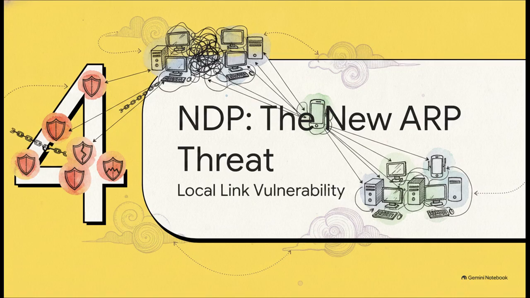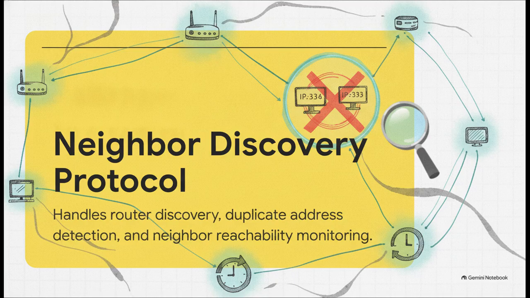Let's look at how devices actually find each other on the local network. So we have the Neighbor Discovery Protocol, or NDP. This effectively replaces ARP, and it handles all your critical local link operations. It manages router discovery, prefix advertisements, checking for duplicate IP addresses, and monitoring to see if neighbors are reachable. It's essentially the absolute backbone of local IPv6 traffic routing.